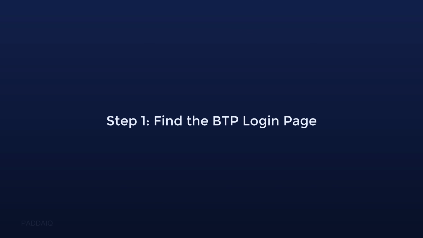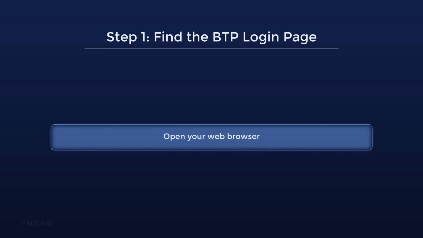Access the SAP Business Technology Platform login page. Open your web browser. This means launching the application like Chrome or Safari on your computer to access the internet. For instance, just as you open an app to check your email, you open your browser to navigate to websites. This is your first essential step to begin working in the SAP BTP platform.